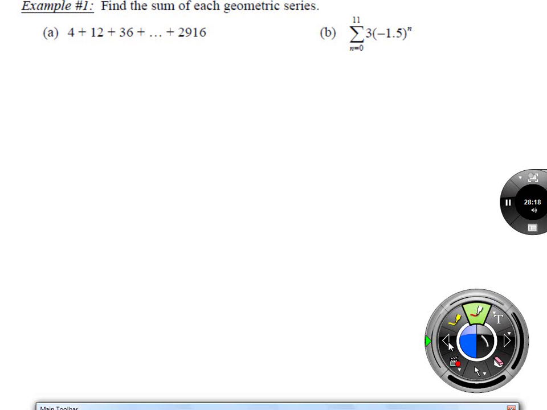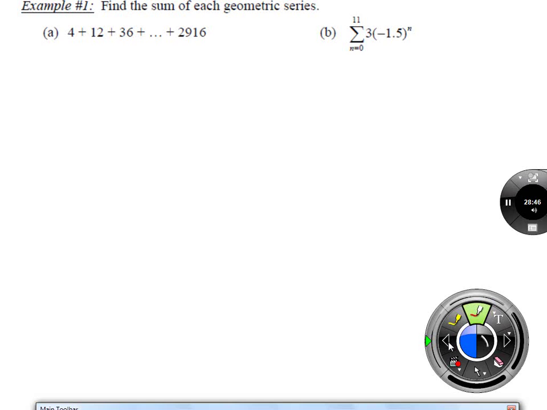So in these problems, are we using the A1 over 1 minus R? No. We're using the more complicated sum formula, right? The S sub n equals A1 times 1 minus R to the nth power. Okay? In order to use this formula, what are the 2 pieces of information that I need to pull out? Okay, or 3 pieces technically, that I need to know in order to get the sum. Yeah. A1, R, and N.